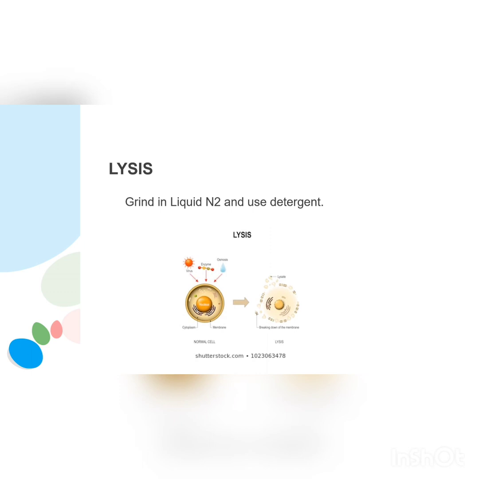The first step is lysis. So, what is lysis? The lysis is the disintegration of a cell by rupture of the cell wall or cell membrane of the plant cell. In order to lyse, we need to grind the cell in liquid N2 or liquid nitrogen and use a detergent.